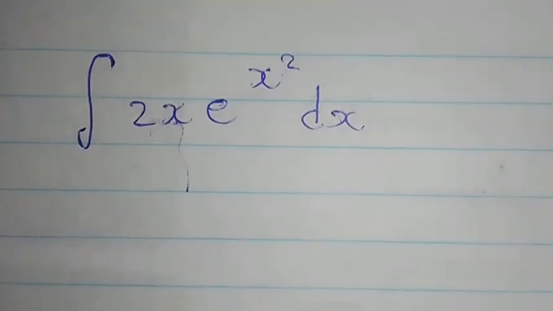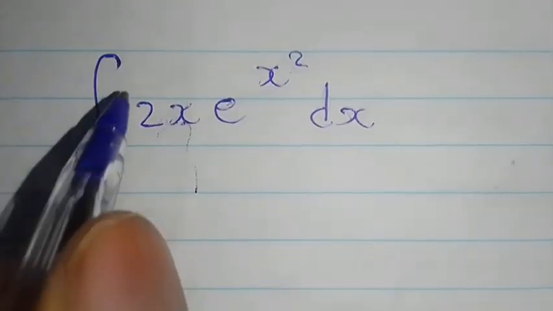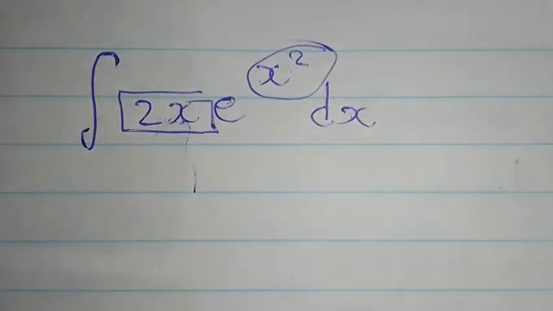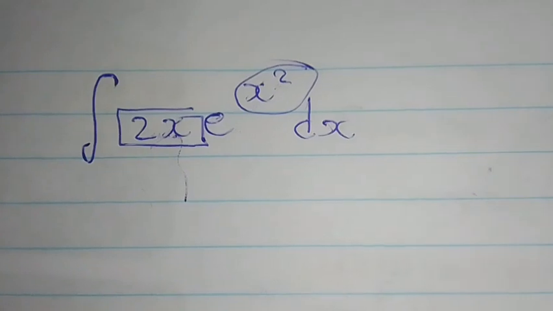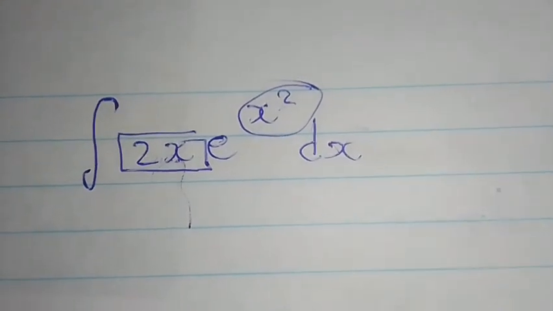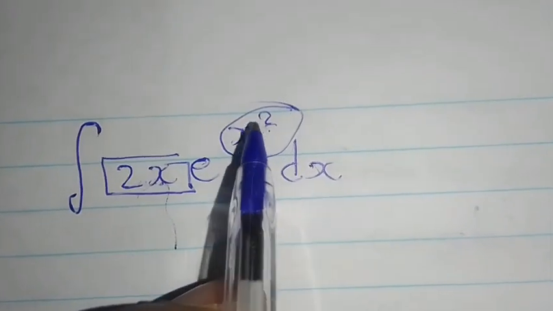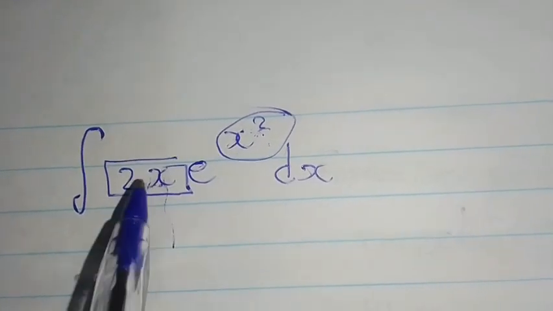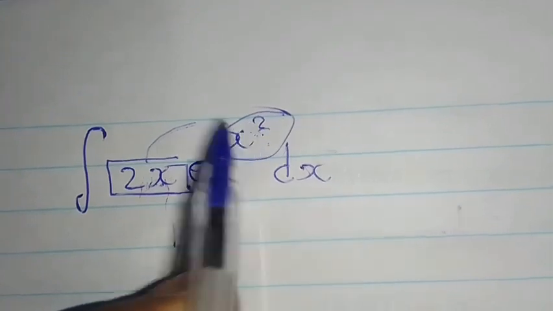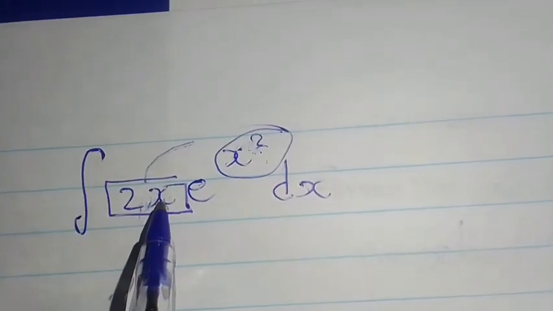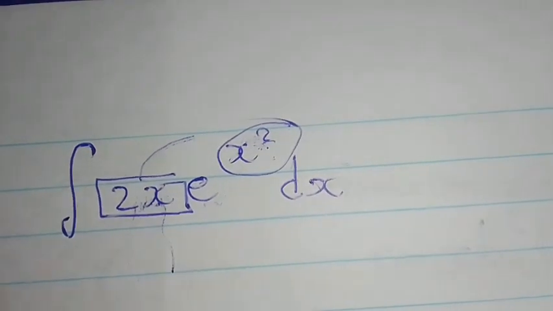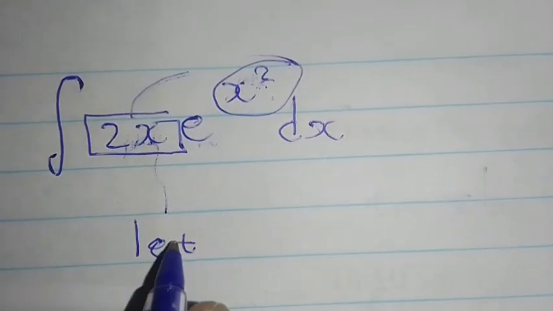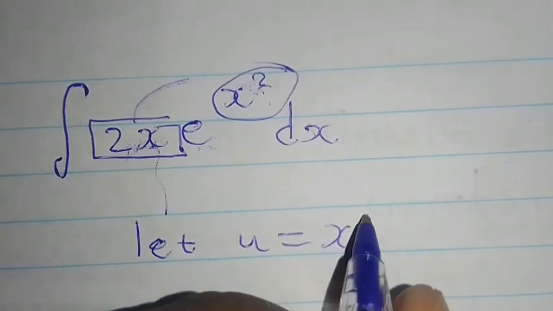How do we analyze u in this case? Well, notice something. This is the derivative of this. So it basically tells you that you can let u equals x squared, since you can relate x squared with 2x. This is the derivative of this top function. If you differentiate x squared, you're going to get this. And you have e, so that means you can just say let u equals x squared.